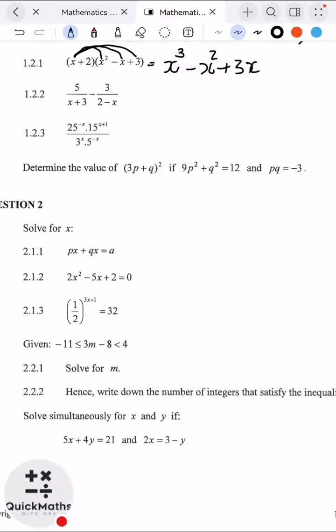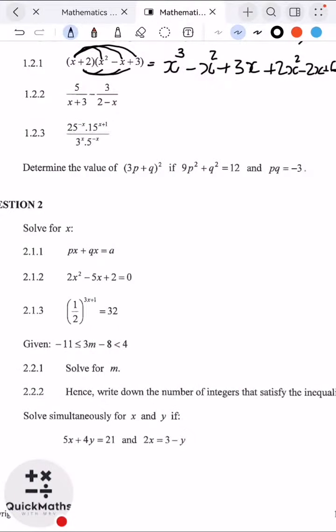Now it's the 2's turn. 2 multiplies with everything. 2 times x squared, so it's going to be plus 2x squared. 2 times minus x is minus 2x. And 2 times 3 is going to be plus 6.